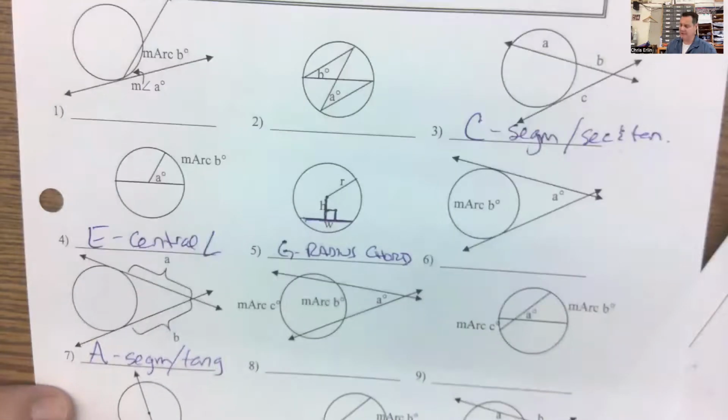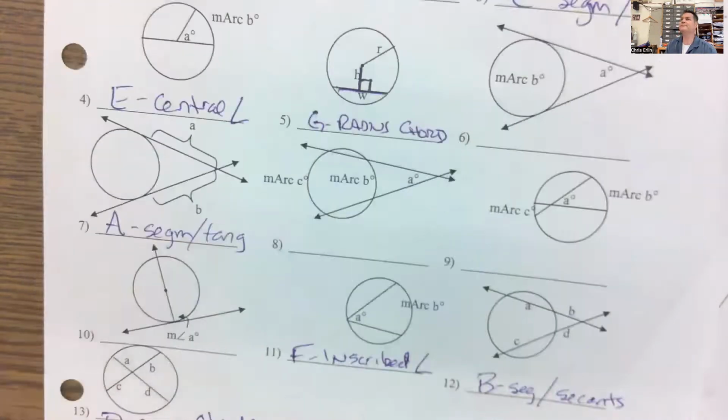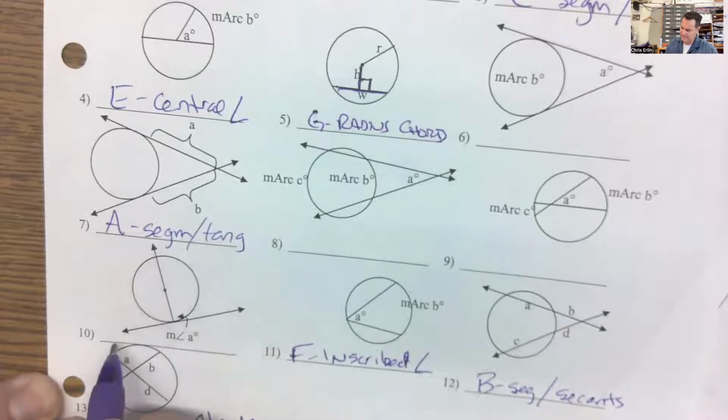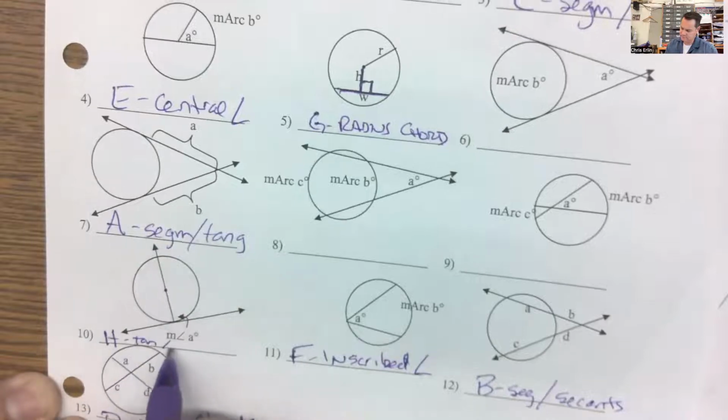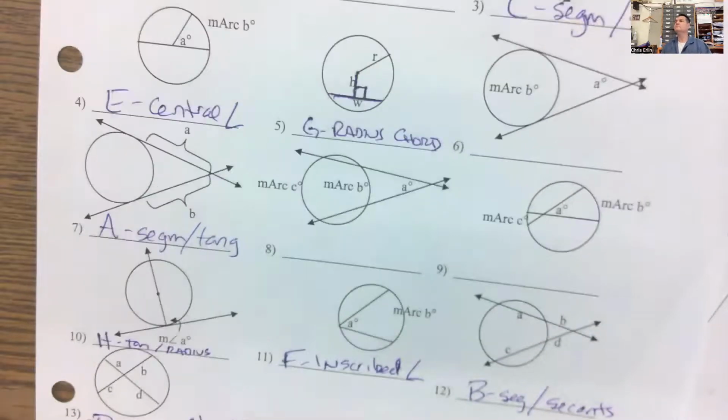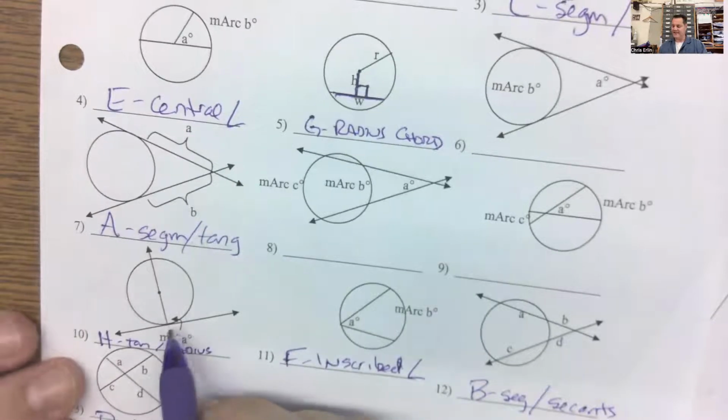What about H? We're looking for a tangent radius. Where are a tangent and a radius meeting? Good. Here's our tangent. And if it meets with a radius, do you guys know what the measure of angle A is? 90, good. How'd you know? This is an example of one of the extreme inscribed angles. We'll talk about that more today.